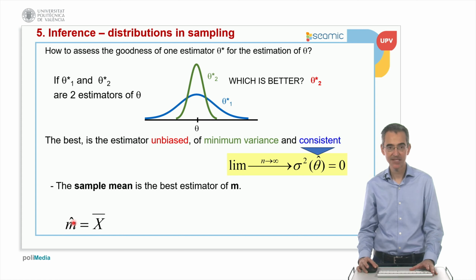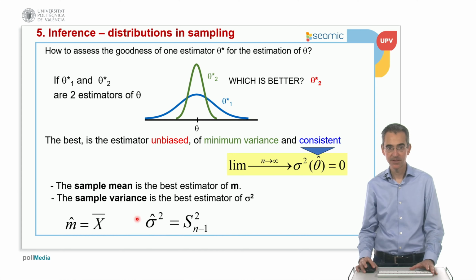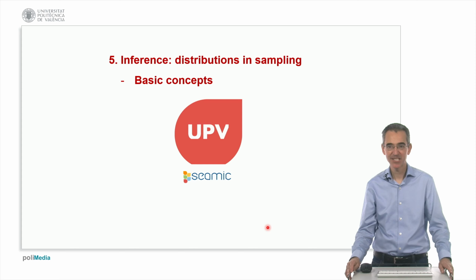Also, this is what we have. This symbol means estimated value. M is the real value of the average in the population. The estimated value of the population average is the sample average. Then, the sample variance is the best estimator of the population variance. So if we want to estimate the value of the variance in the population, the best estimator is the variance in the sample. And finally, if I want to estimate the proportion in the population, the best estimator is the proportion in the sample, which makes a lot of sense. And here I finish this video about distribution in sampling.